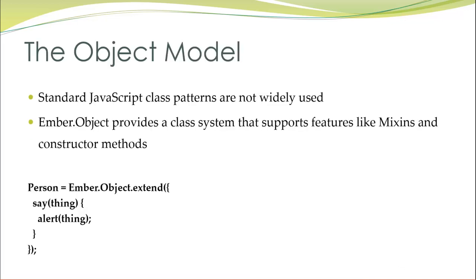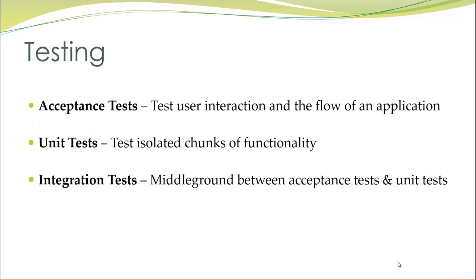So the object model is another concept that Ember uses. Standard JavaScript class patterns are not widely used in Ember. The Ember.Object provides a class system that supports features like mix-ins and constructor methods. And this here is a very simple example of an Ember object. Okay, we're creating an object called person, and it has a method called say. All right, so very simple structure.